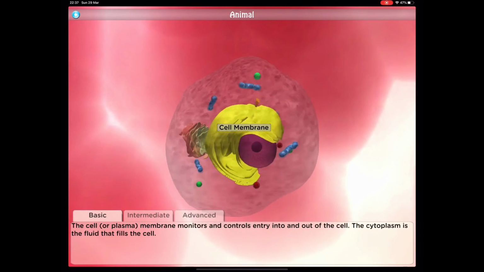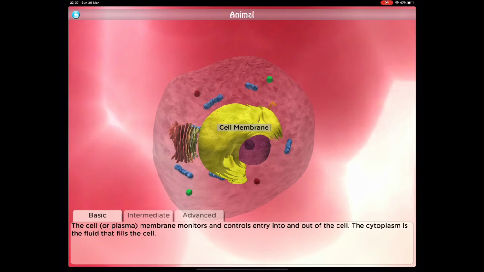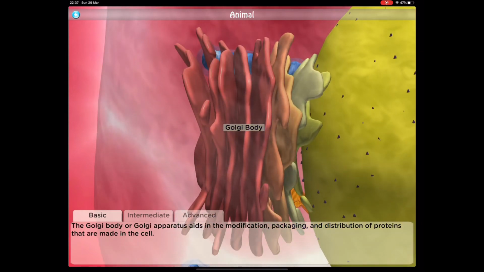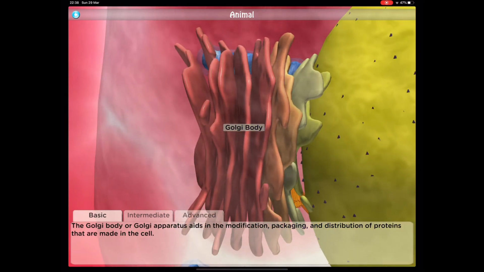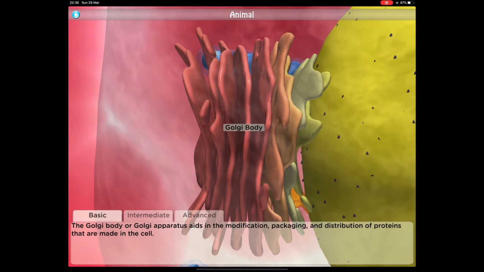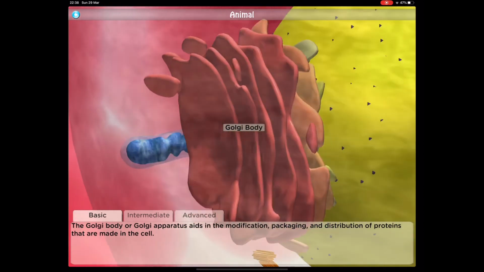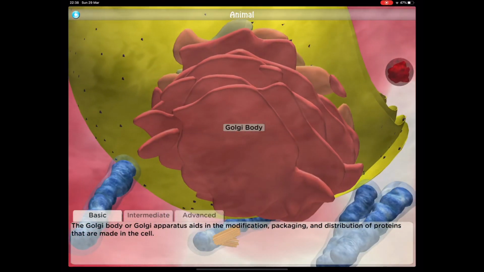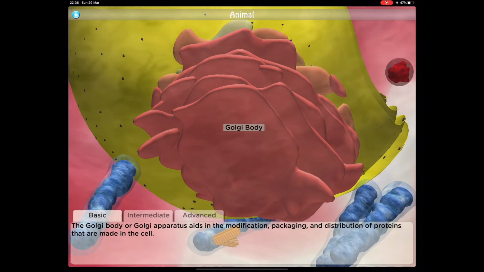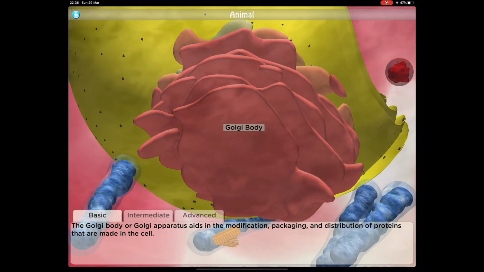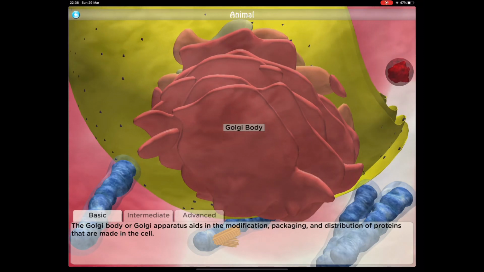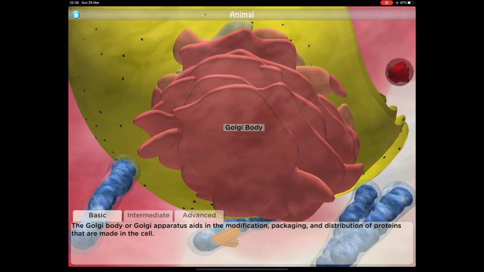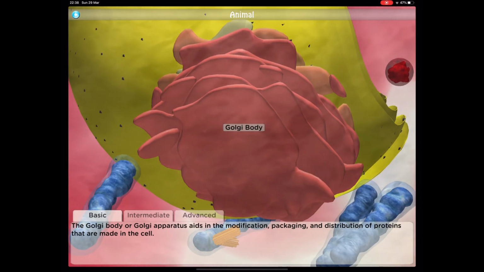Now, you may be wondering what this strange stacked layer thing here is. This is the Golgi body. So if you go back to the previous diagram I showed you, the 2D representation, you will see this represented there, and this is the Golgi body. Okay, so it is used to modify and, as it says here, distribute proteins that are made in the cells. Okay, so it modifies and it packages and distributes proteins that are made within the cell.